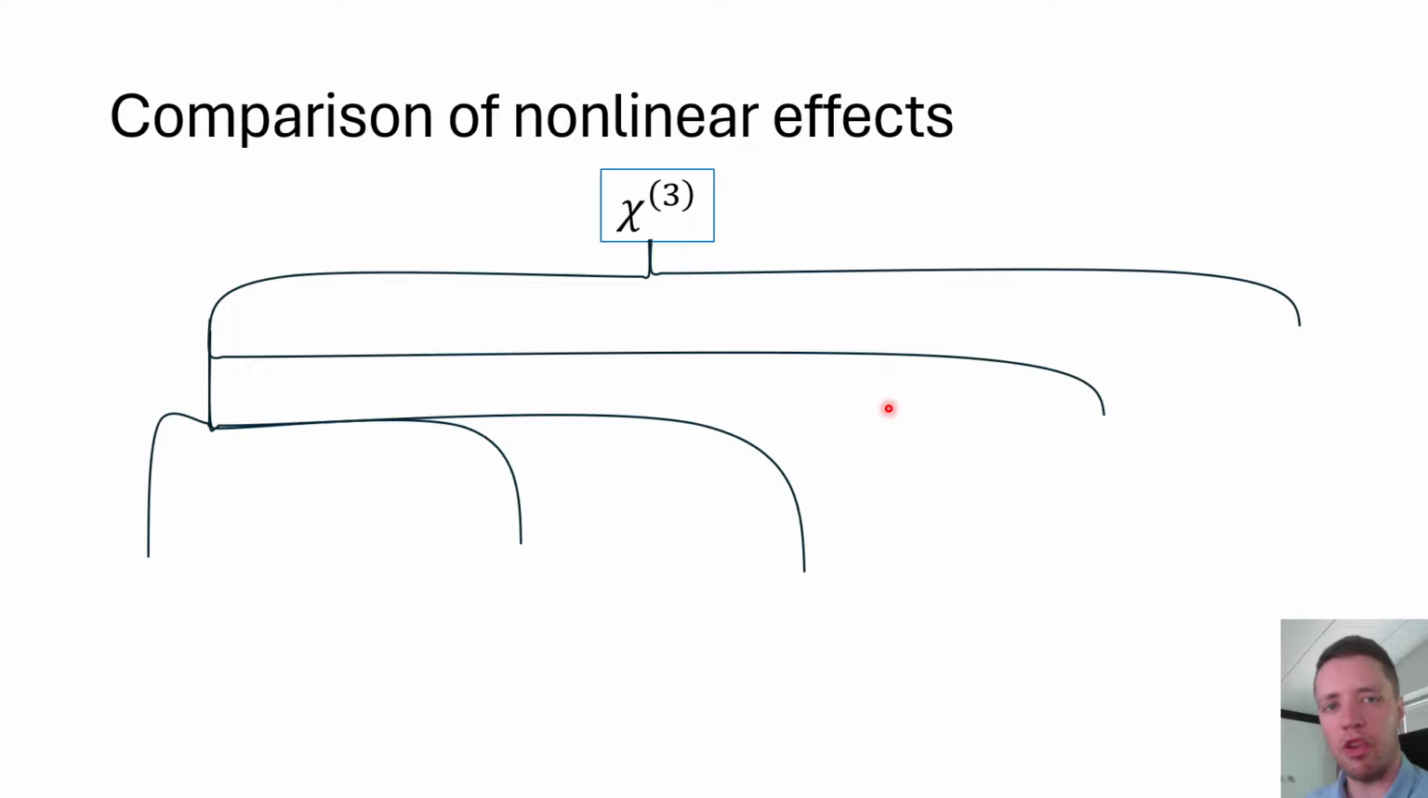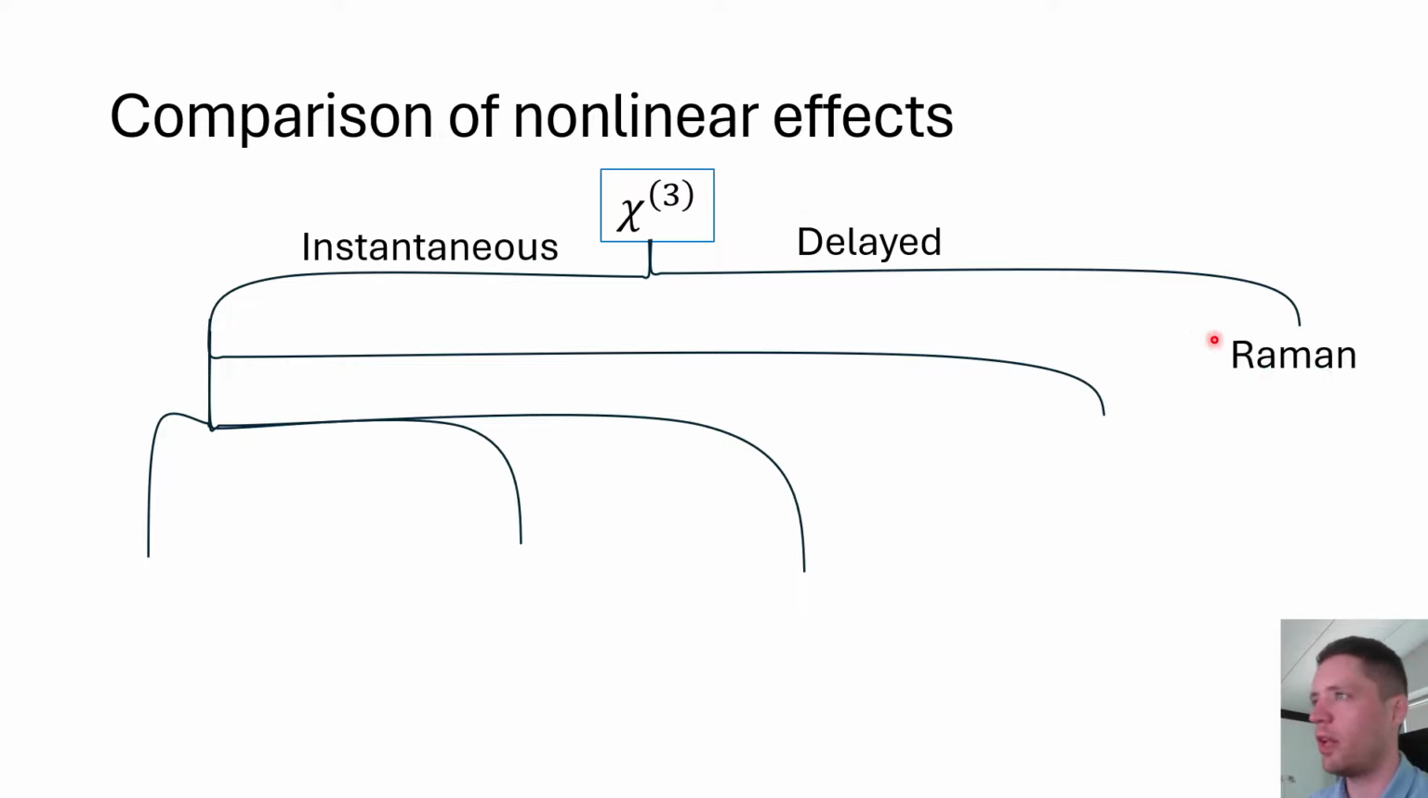So before we get into the actual simulations, I think it's helpful to review the different nonlinear effects that arise from the Chi3 nonlinearity and understand what impact they might have on the spectrum of the pulse. So first of all, we can split the impact up into an instantaneous response due to the electrons moving around when a strong field is applied, and a delayed response thanks to vibrations in the molecular lattice being caused by the application of a very strong field.